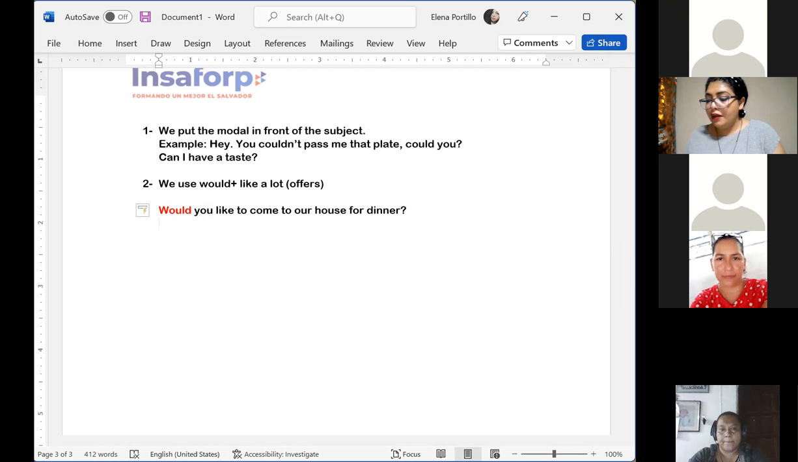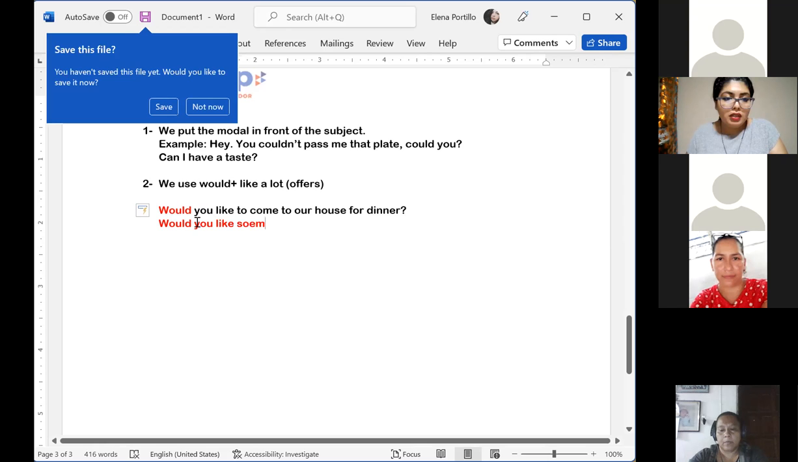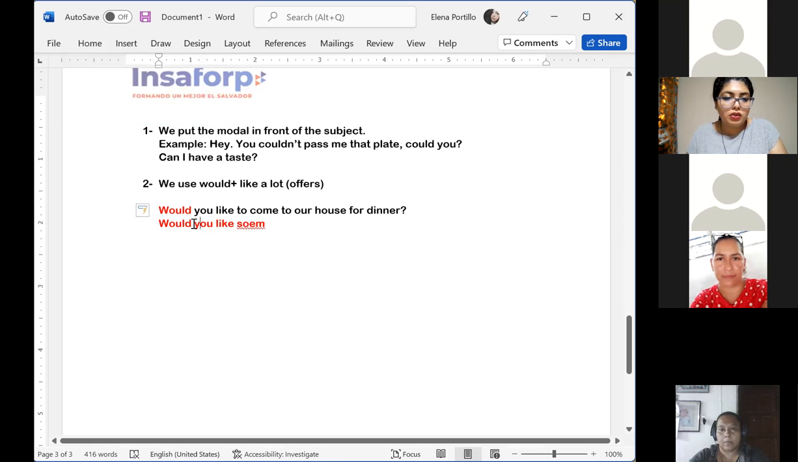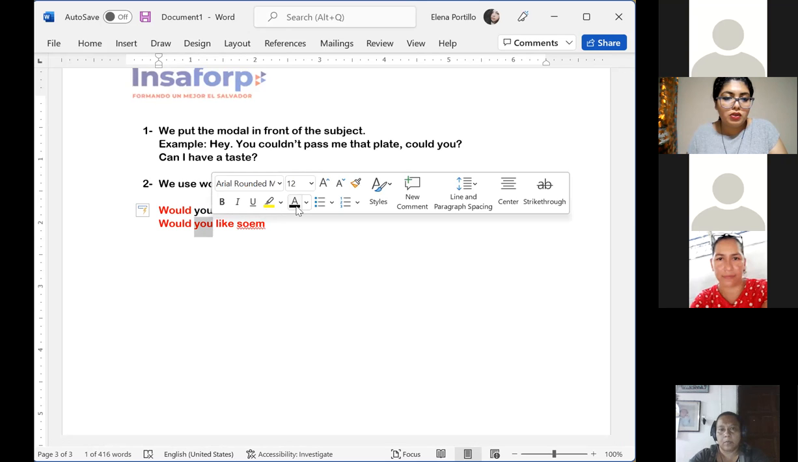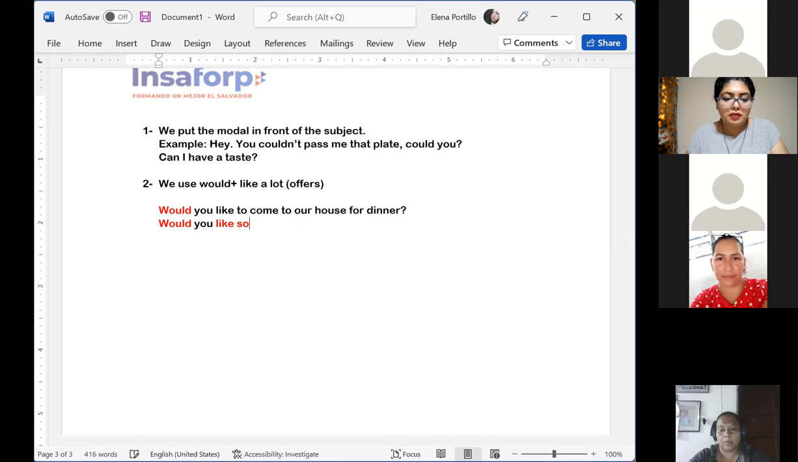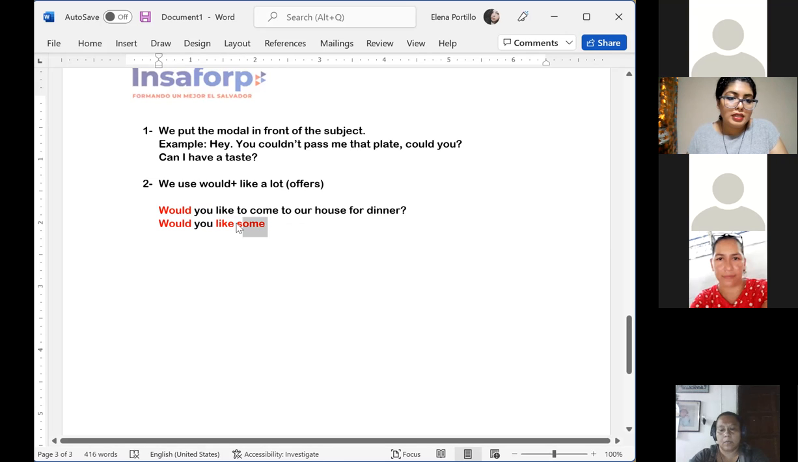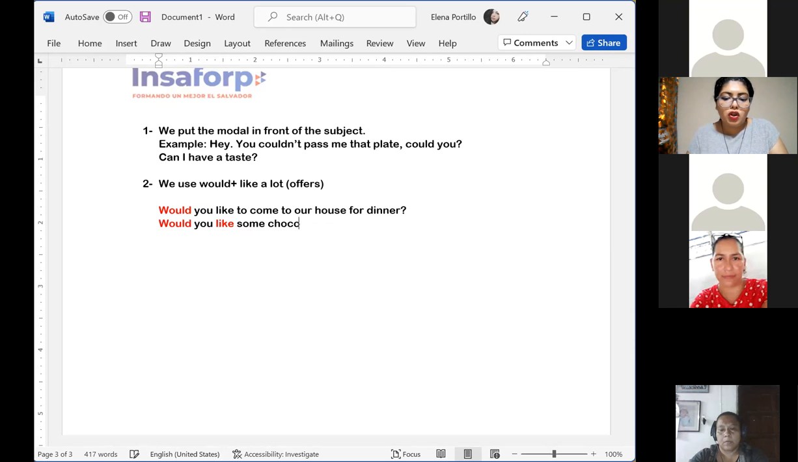Then we have another one, and it says, would you like some? In this case, we can say, would you like some chocolate? ¿Te gustaría un poco de chocolate? Would you like some chocolate? We are making offers. We're offering something.